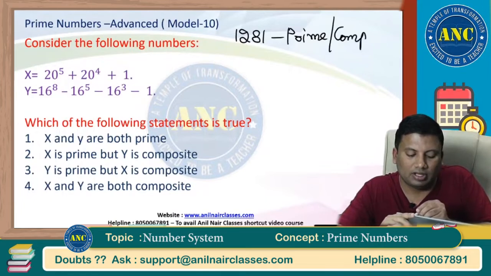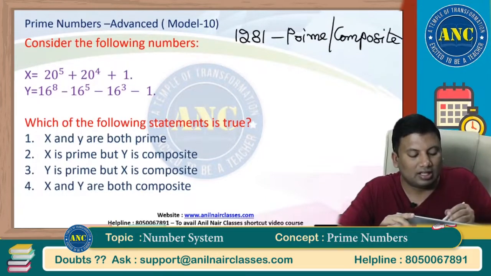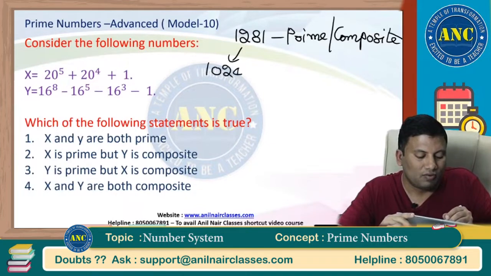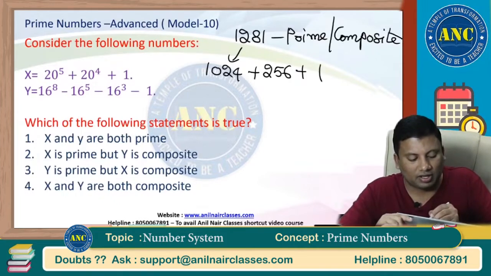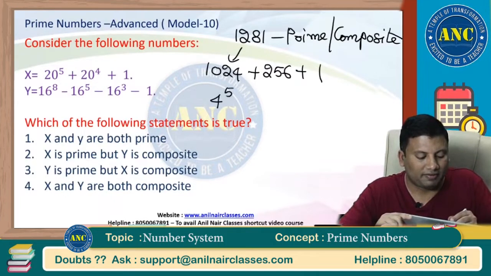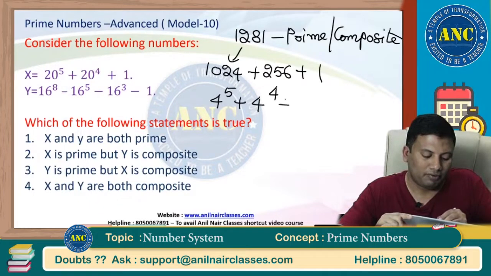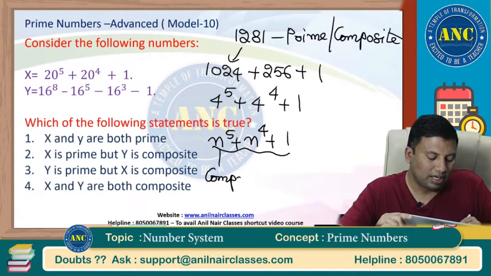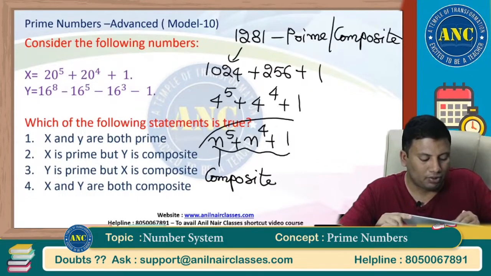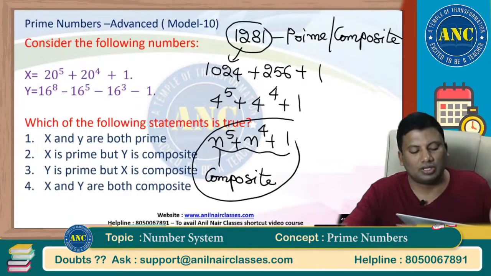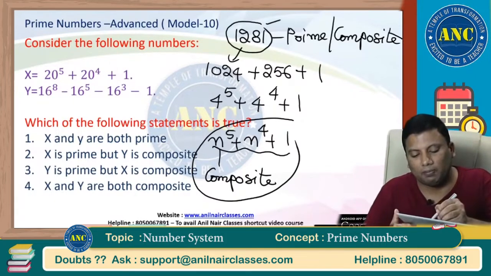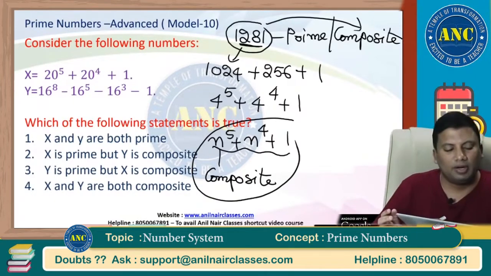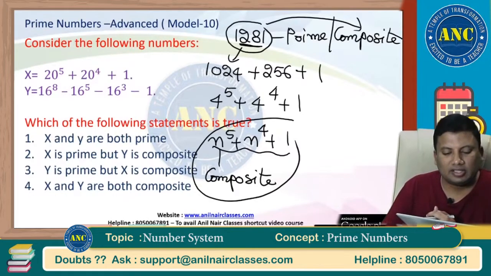One way is to find out the square root of 1281. The other way is to write it as 1024 plus 256, which is 1280, plus 1. This is nothing but 4 power 5 plus 4 power 4 plus 1. Just now we have seen n power 5 plus n power 4 plus 1, for any natural number n, is a composite number. So 1281 is composite. Anyway, this number is divisible by 3.